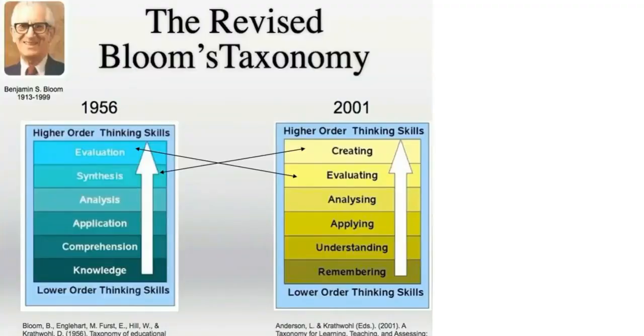So here is the slide that shows both the original version of 1956 and the revised version that was published in 2001. Starting from the lower order thinking skills in the original Bloom, we had knowledge, which is now replaced by remembering in the revised version. Comprehension replaced by understanding. Application replaced by applying. And similarly, we have analyzing, evaluating, and creating. So the words basically mean the same thing in the revised version.